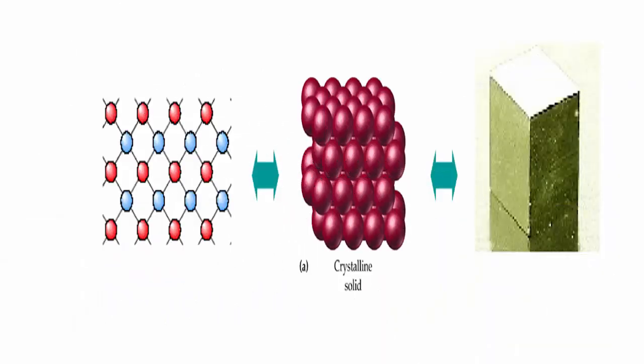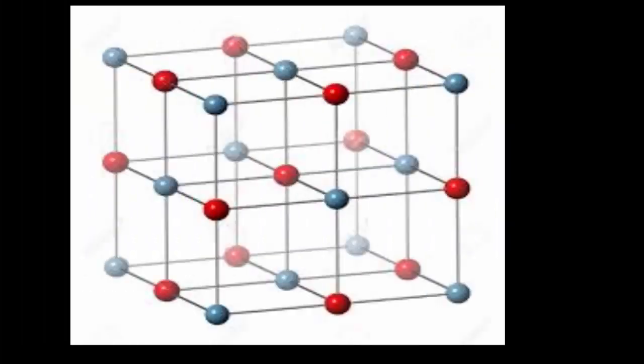Crystalline solid. A crystalline solid is the solid form of a substance in which the atoms or molecules are arranged in a definite, repeating pattern in three dimensions.